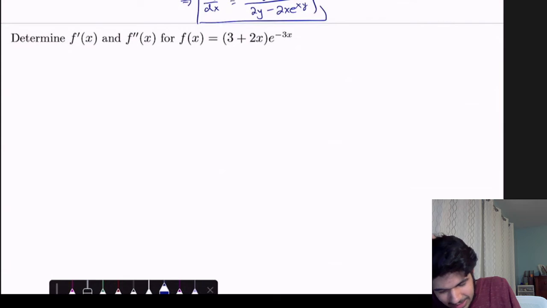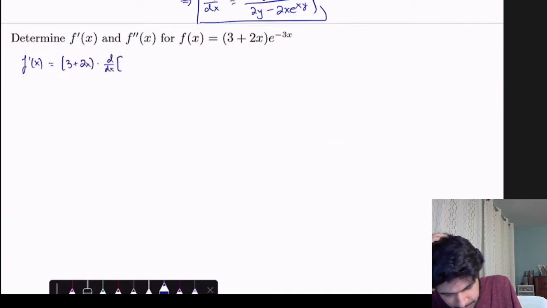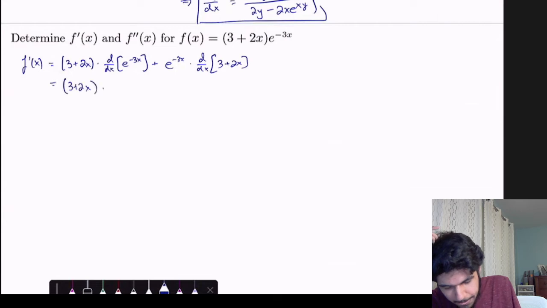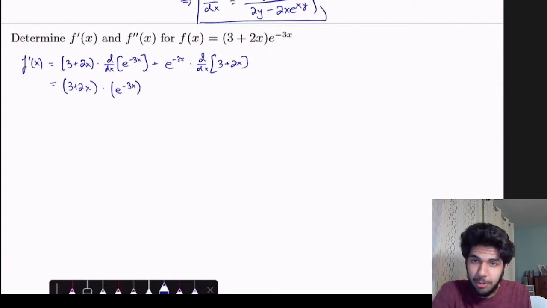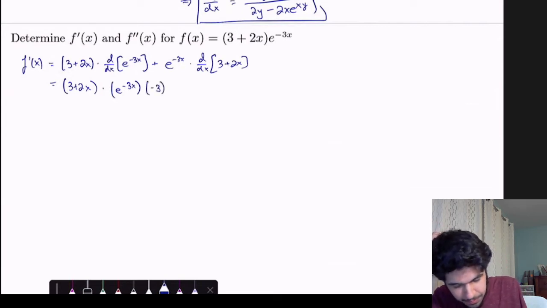So for the first derivative, it seems like we'll need the product rule once again. So that would be 3 plus 2x times d dx of e to the negative 3x plus e to the negative 3x times d dx of 3 plus 2x. So this 3 plus 2x stays. D dx of e to the negative 3x, well, we know we have to keep this e to the negative 3x. Then we multiply by the derivative of the power. So the derivative of negative 3x is negative 3. So we toss in a negative 3. And now we have e to the negative 3x times derivative of 3 plus 2x is just 2.